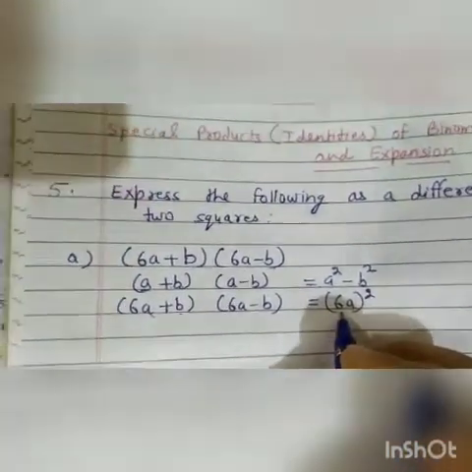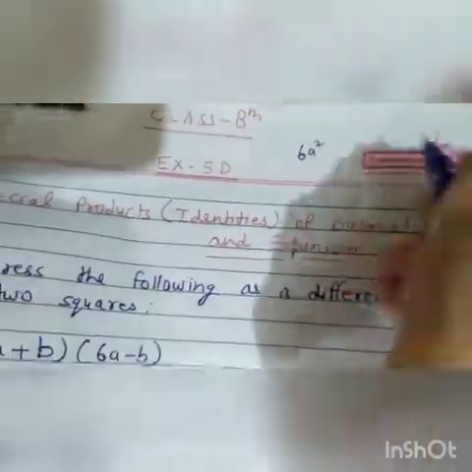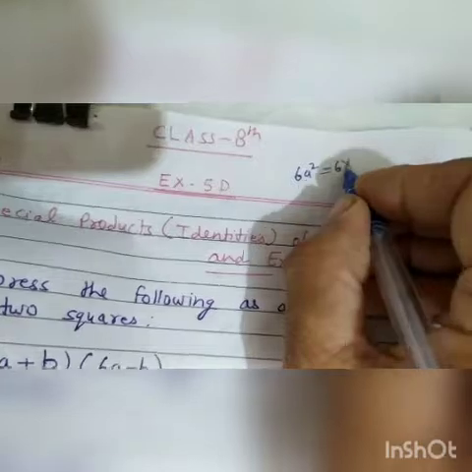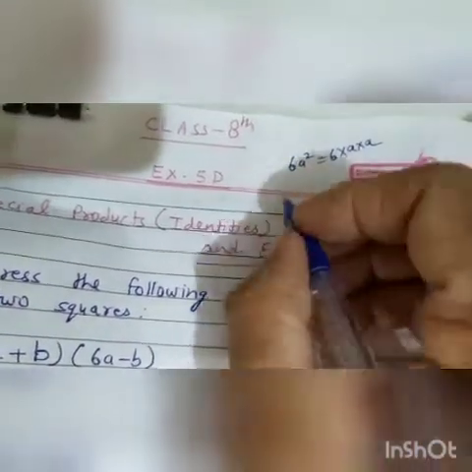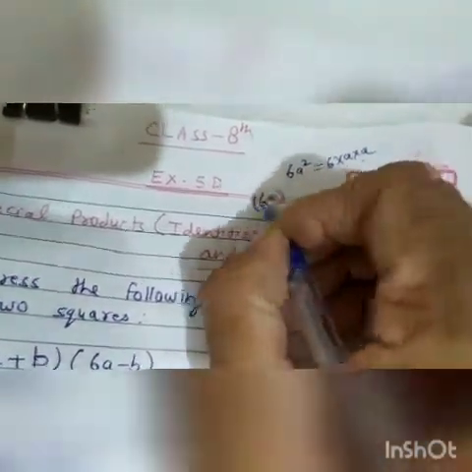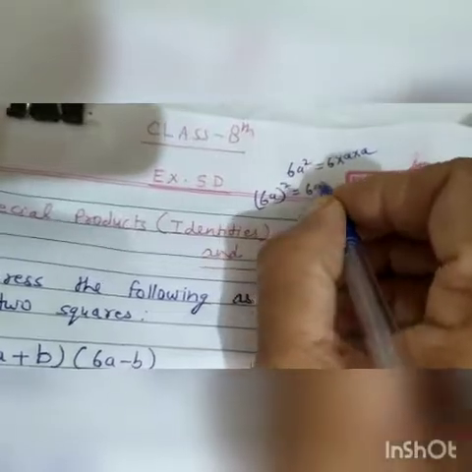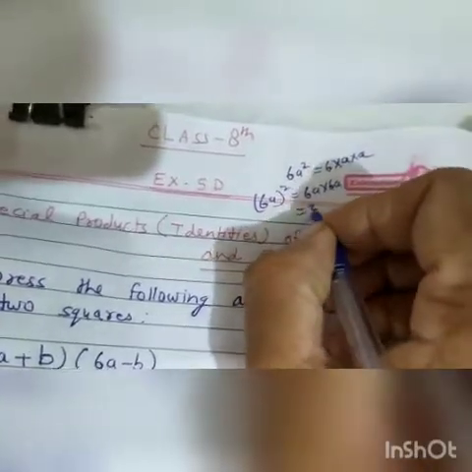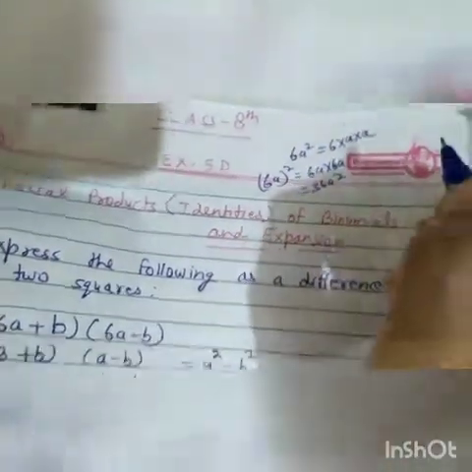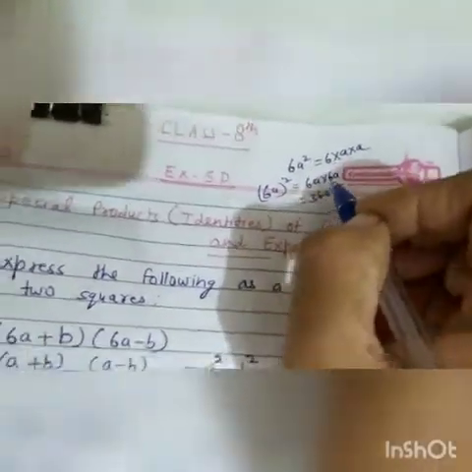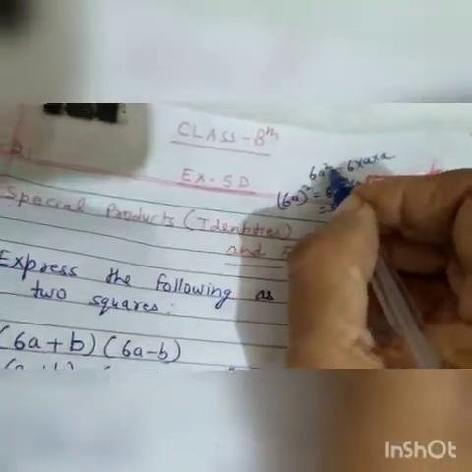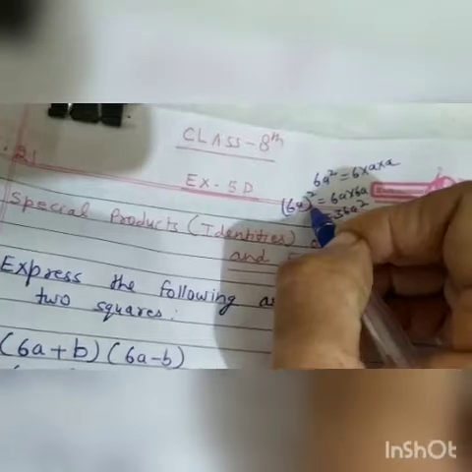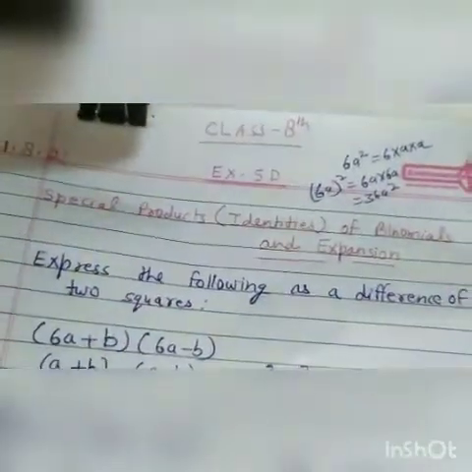If you write 6a square without a bracket, then it will be 6a square, which means 6 into a square. And if we write (6a) whole square, then it is 6a into 6a, which means 36a square. So there is a great difference between 6a square and (6a) whole square. Be careful when you do these sums.